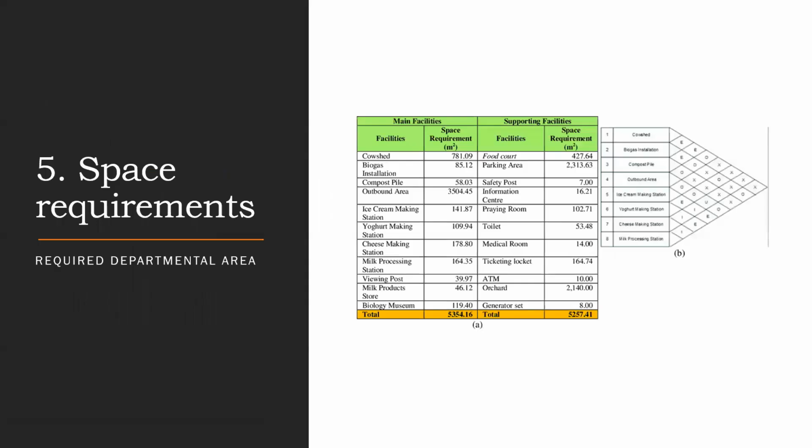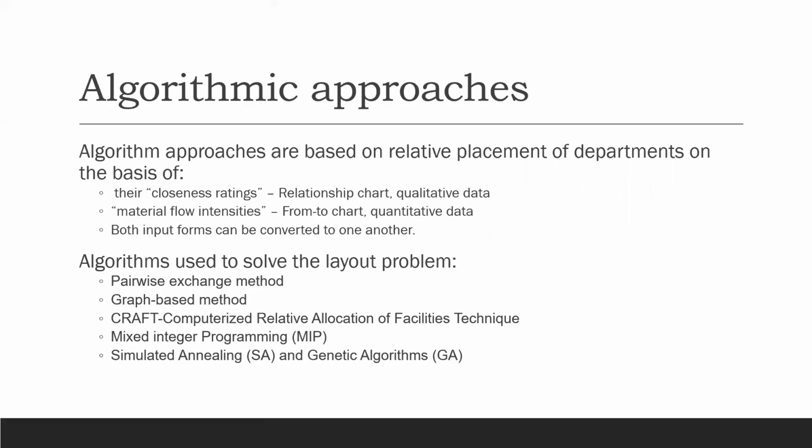So, nandito na tayo sa banda dito. So, we'll be considering space requirements. Okay, now, this time. So, kung babalikan natin yung mga na-discuss last time. So, that last time, trial and error tayo. This time, gagamit na tayo ng algorithms. So, algorithm approaches are based on the relative placement of departments on the basis of their closeness.